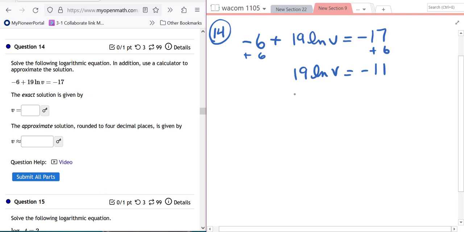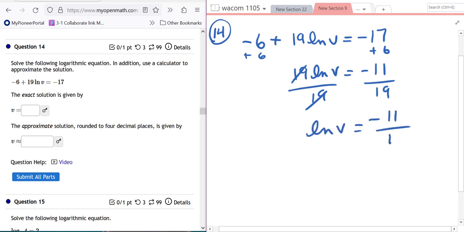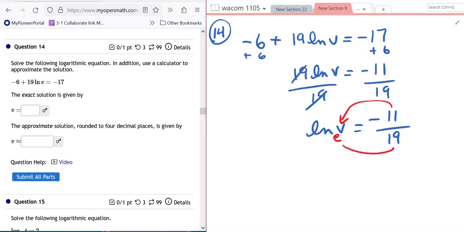Then you need to divide by 19. So we have the ln of v equals negative 11 over 19. All right, and now you will change forms. Remember that your base here is e, so you might want to write it on just to help you. You're going to go in your spiral. So we have e to the negative 11 over 19 equals v. That would be the exact answer.